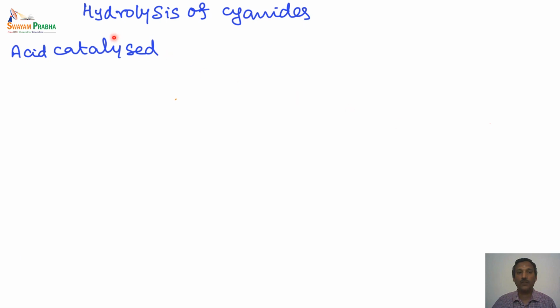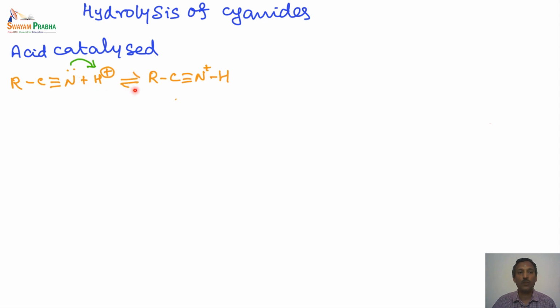Let us look at the mechanism of this hydrolysis of cyanides. First we will look at the acid catalyzed reaction. In the acid catalyzed reaction, we already know there are H plus ions present in the system. The nitrogen is nucleophilic or basic in nature. It has a lone pair of electrons. So whenever we have an electron rich species and an electron deficient species, the electrons move from the electron rich species to the electron deficient species. So the nitrogen gives its lone pair to the hydrogen and they form a bond.